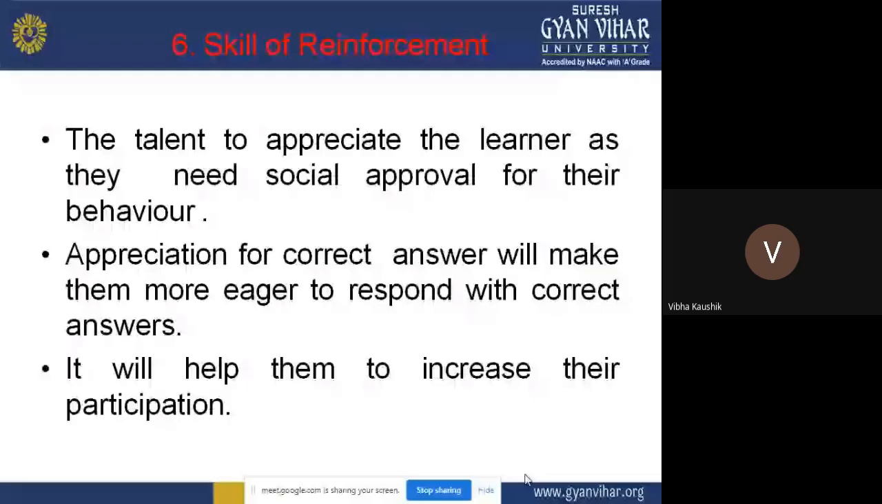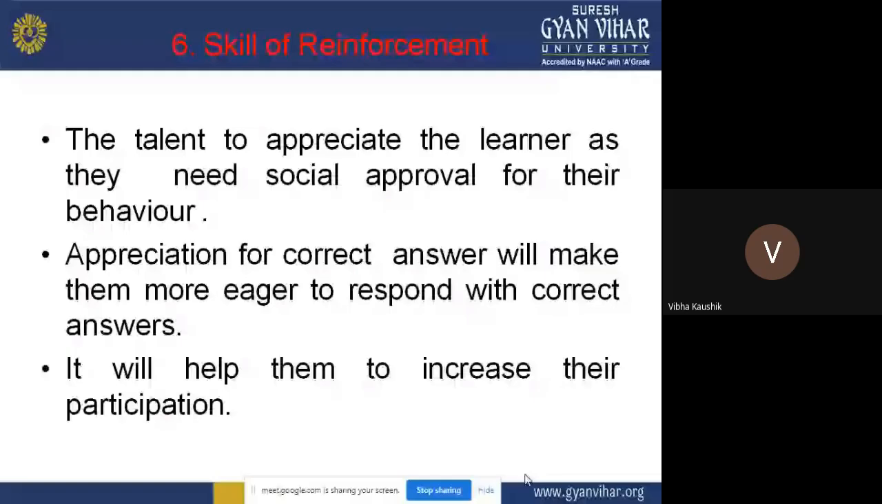Appreciation for a correct answer given by the student to the teacher will make them more eager to respond with the correct answer. For example, if you ask a question to the student and he has given the correct answer and you have motivated him, this is the first condition. That student will always be eager to respond with the correct answer when you have asked a particular question.